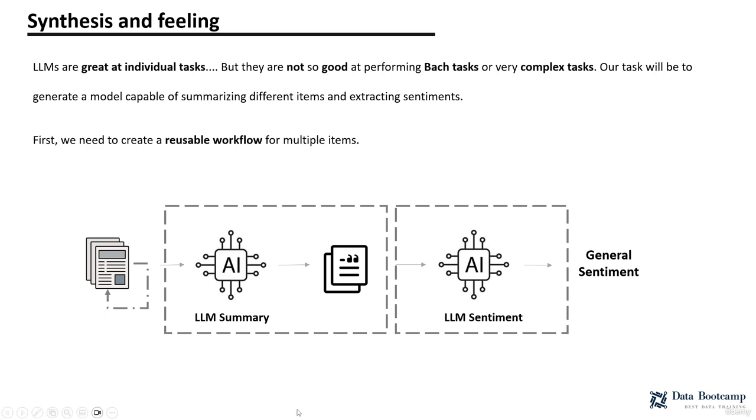A better strategy could be to take one article at a time, pass it through a specific large language model to generate summaries, and then, from the output of that summary, feed it into another specific large language model for sentiment analysis. This modular approach would enable us to build reusable and flexible tools that could address a task in different stages for different elements, in this case, for different articles.